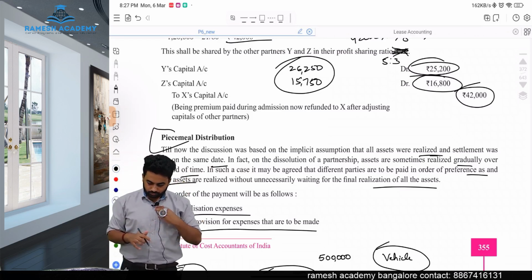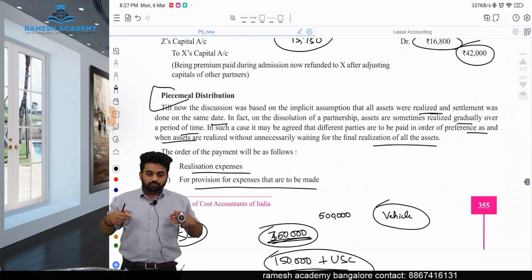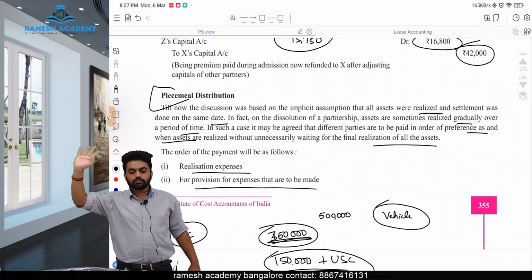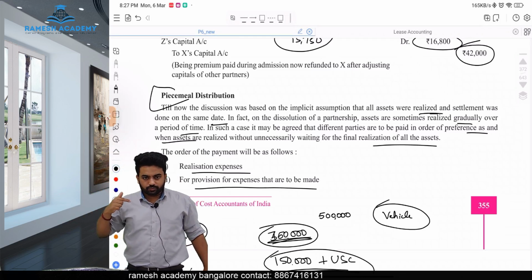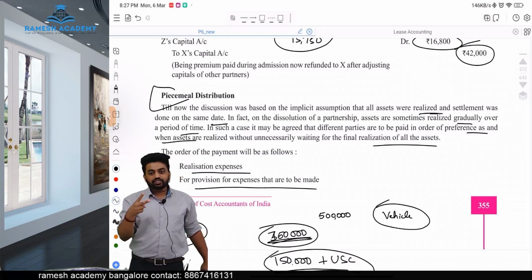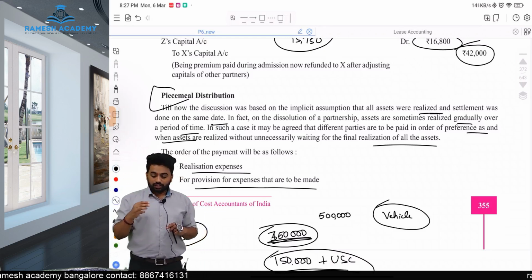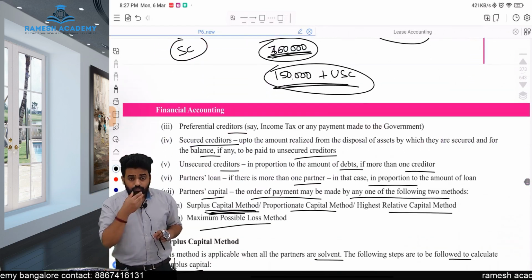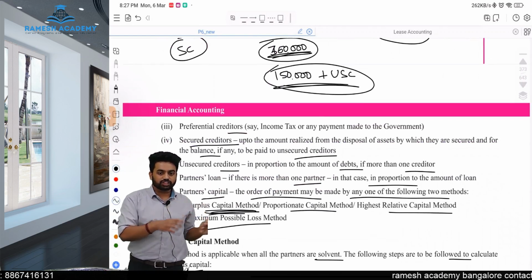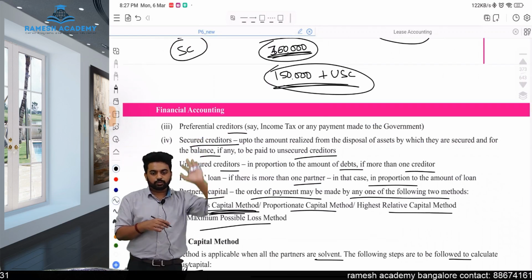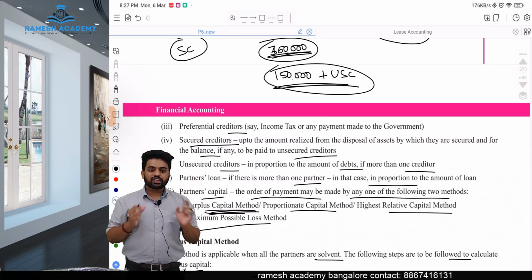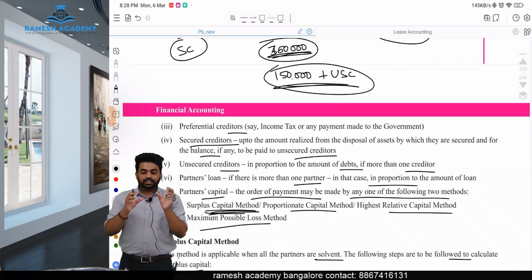So the order of payment will be what? First is realization expense. Whatever money you receive, at whatever stage, if there is any realization expense, you have to pay it first. Second, if there is any provision to be created, create it. Third, your preferential creditors, that is your government, taxation, income tax department, GST, all those people. Next one is secured creditors, only to the portion of realization of secured assets.